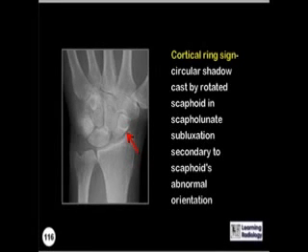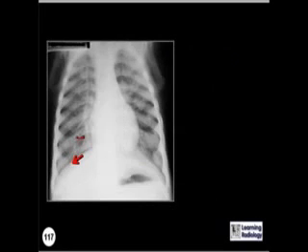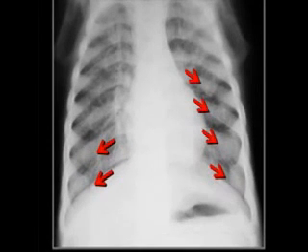This is the cortical ring sign, a circular shadow cast by a rotated scaphoid in scapholunate subluxation, secondary to the scaphoid's abnormal orientation. What is the descriptive term for this appearance?